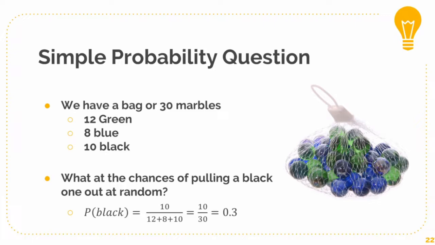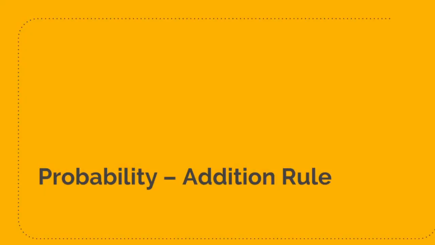Okay, so we know there are 30 marbles, 12 plus 8 plus 10, and that's how we get 30 here. And we know there are 10 black marbles, so the probability of a black marble being pulled out at random is 10 over 30, which is 0.3. So that's it. Let's go back to this.